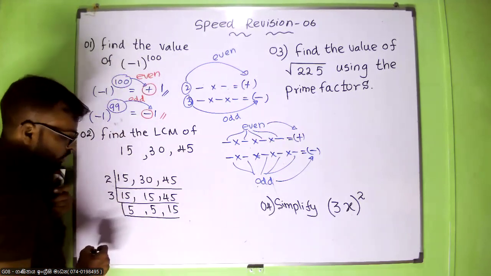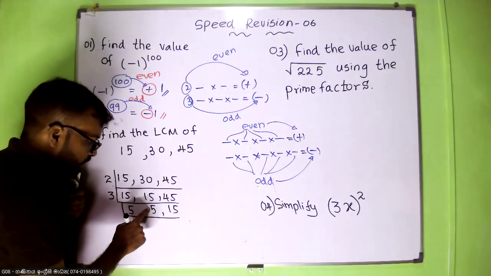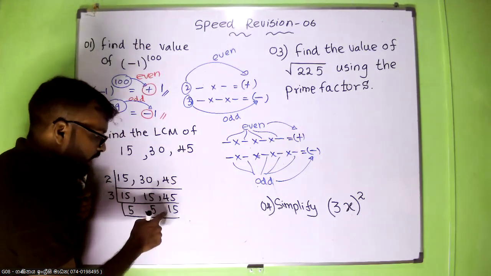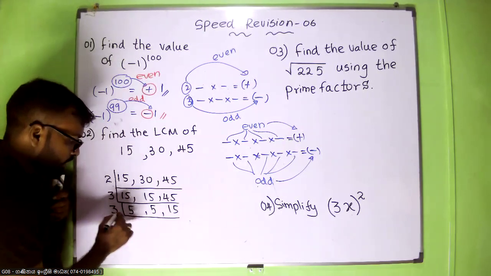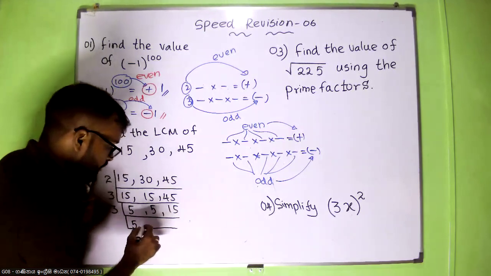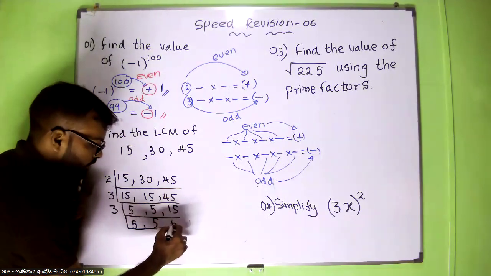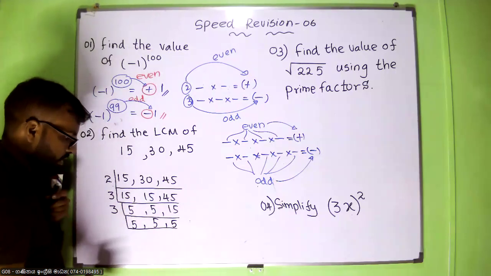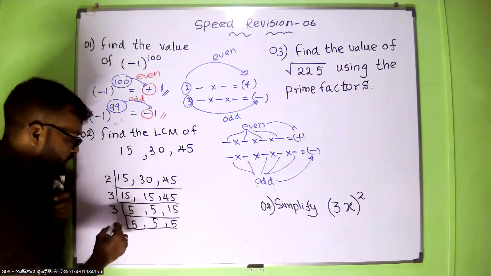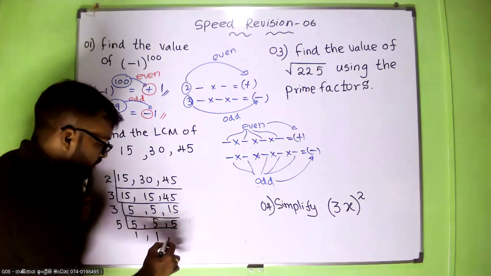Now 5 cannot be divided by 3. 15 can be divided by 3. So 5 cannot be divided, keep it as it is, and 5 cannot be divided. 3 times 5 is 15. Then 5, 5, 5, you have to use 5. 1, 1, 1.